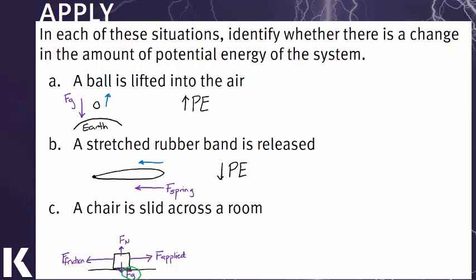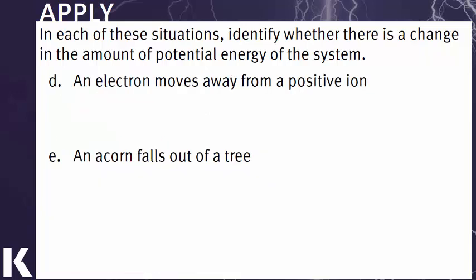Now this is moving across the room, so we can say our direction of motion is in the same direction as that applied force. Now when we look at our direction of motion and our conservative force, notice that they're neither going in the same direction nor are they going in the opposite direction. Here they are at 90 degrees. So here there would be no change in the potential energy of the chair.